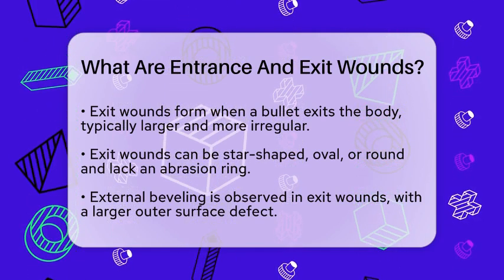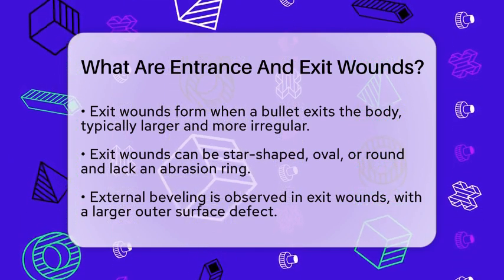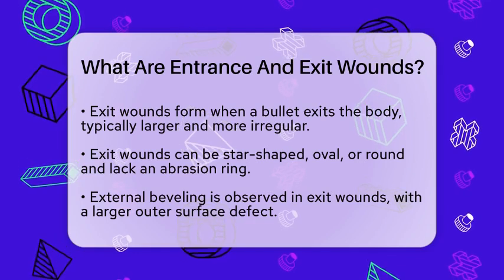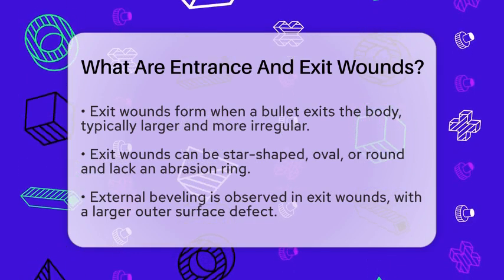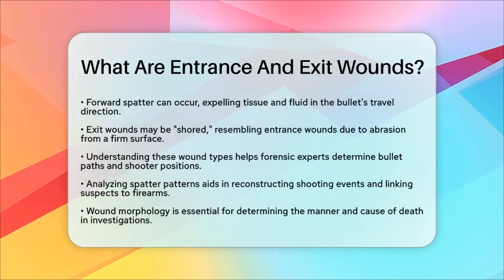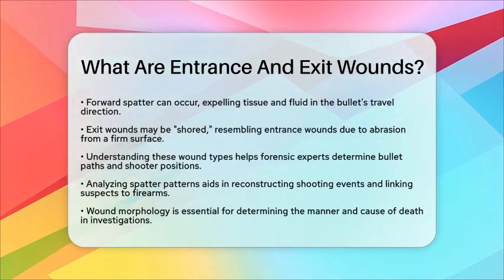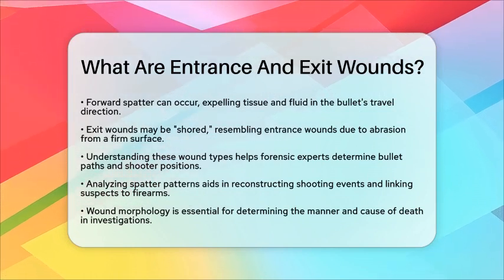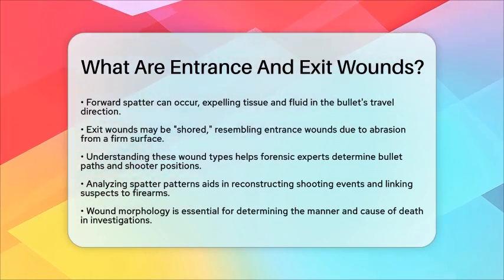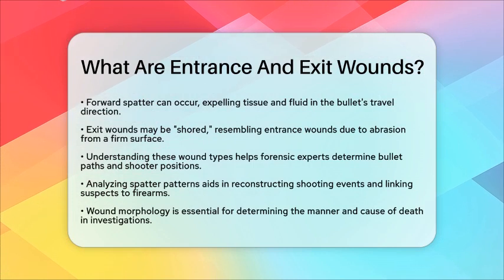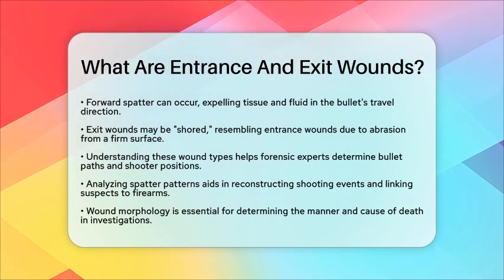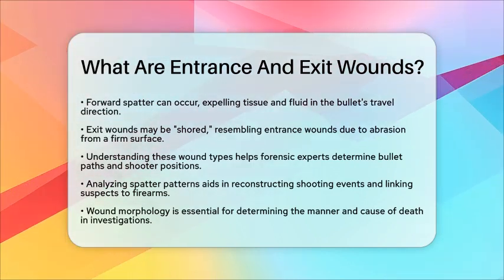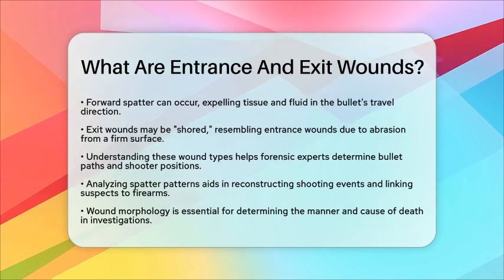Understanding the differences between entrance and exit wounds is vital for forensic experts. It helps them determine the bullet's path through the body and the shooter's position relative to the victim. The shape, size, and characteristics of these wounds can indicate the range of fire, whether the bullet was fired directly or ricocheted. Analyzing backspatter and forward spatter patterns assists in reconstructing the shooting event. This can provide critical evidence linking a suspect to a firearm.